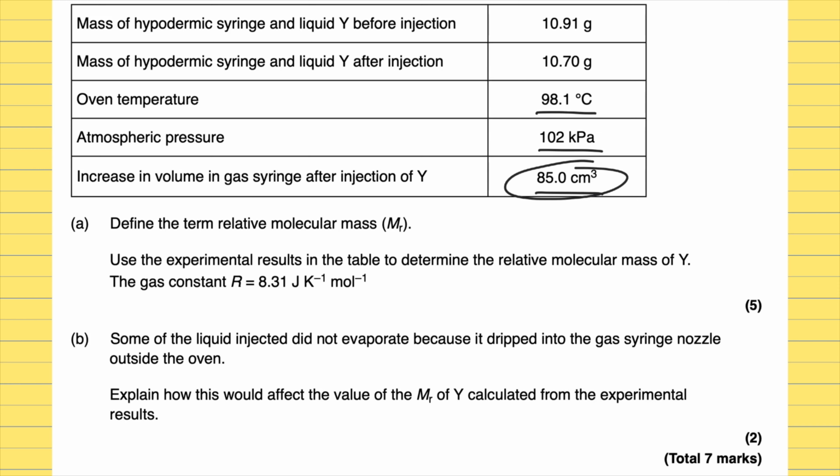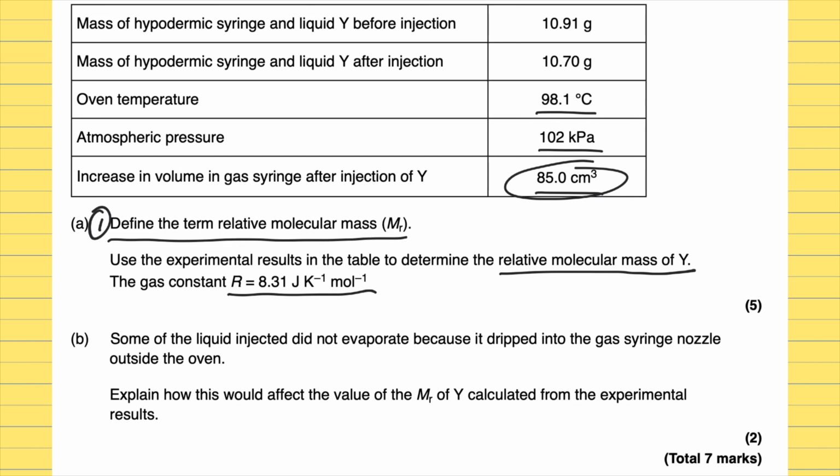So define the term relative molecular mass. That's part 1. Use the experimental results in the table to determine the relative molecular mass of Y. The gas constant is 8.31. So we'll look at this part first. If you want to pause the video at this point and have a go at it yourself, that would be a really good idea. See if we get the same answer.